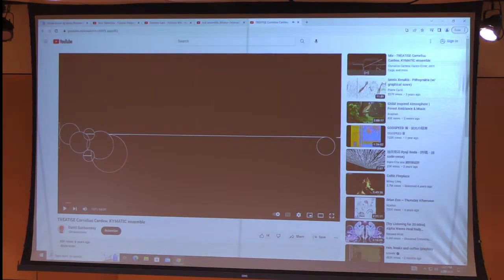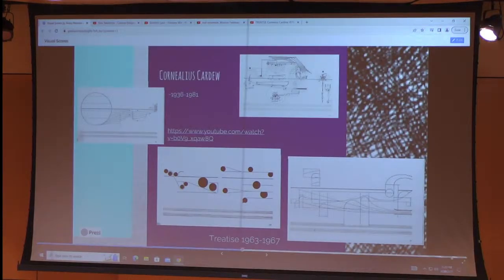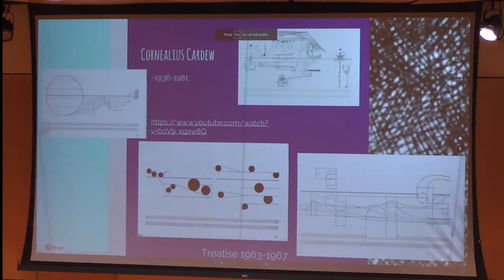Isn't that so interesting? I really love that. I really love that you can see exactly where the performer thinks the beat is and where the performer thinks they're moving notes. Super cool. So these are some visual scores.